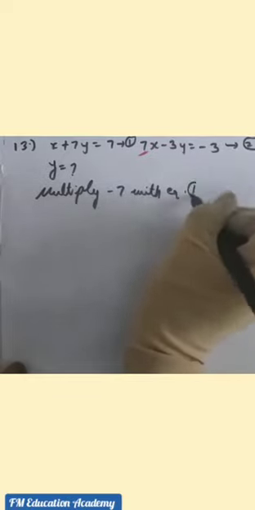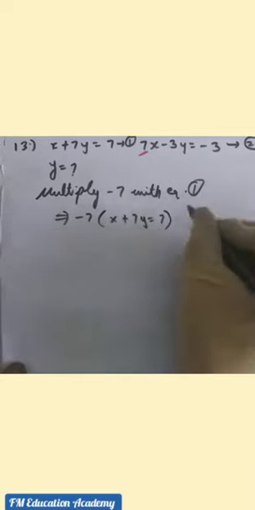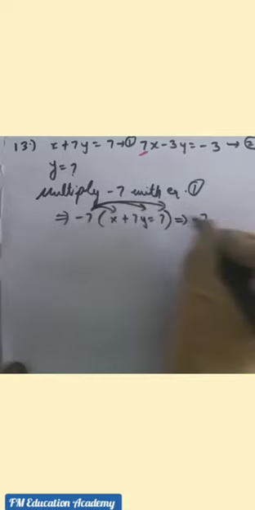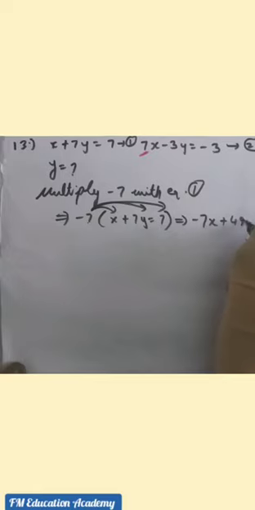So what does equation 1 become now? Minus 7 into x plus 7y is equal to 7. Multiply with all the terms. Minus 7 into x is minus 7x. Minus 7 into 7y is minus 49y. That is equal to minus 7 into plus 7, which is minus 49. Now this is our third equation.